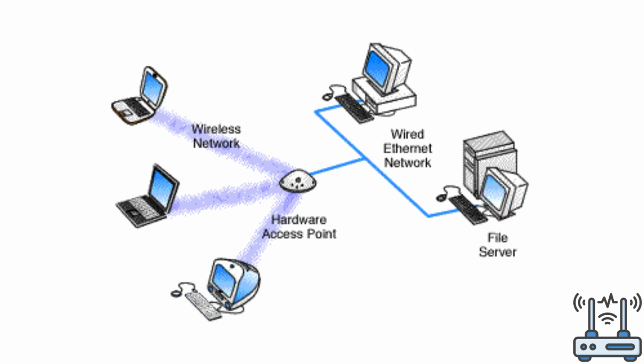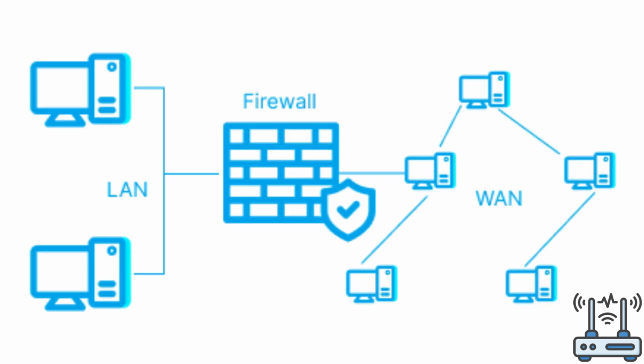Number 6, access point. An access point is a device that allows wireless devices to connect to a wired network using Wi-Fi. It serves as a central hub for wireless communication within a wireless local area network. The access point typically connects to a wired network infrastructure and facilitates communication between the wireless devices and other devices on the network.